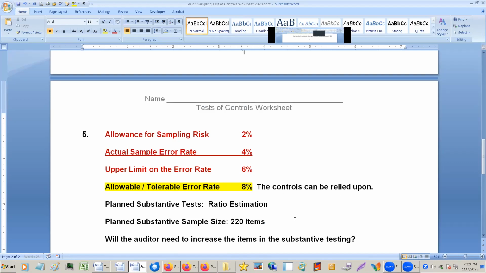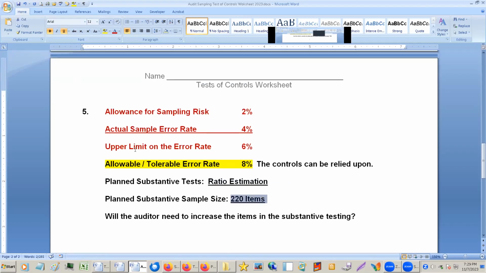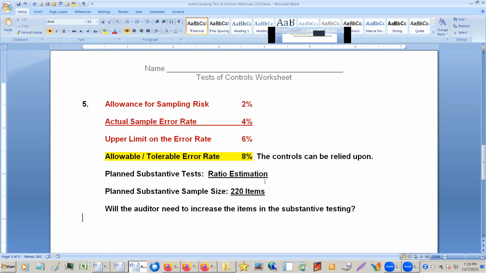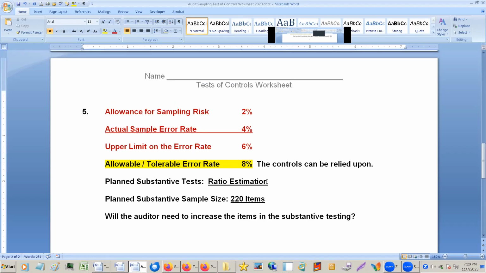Okay, so we're going to do some substantive testing. We're going to do a ratio estimation. So this is in our plan. And the sample size is 220 items. Will the auditor need to increase the items in the substantive testing? No, we can rely on the controls. So we're going to keep our testing the same.